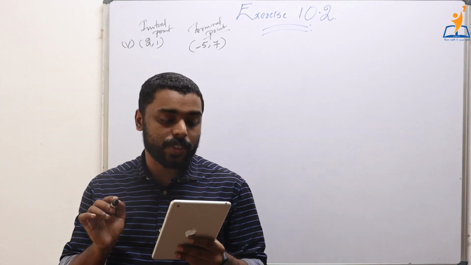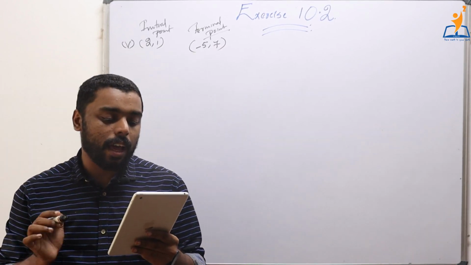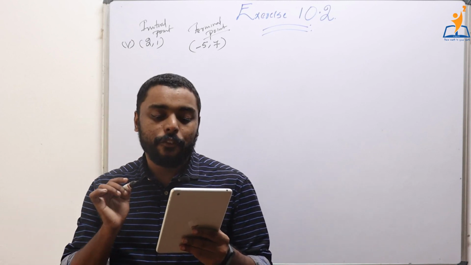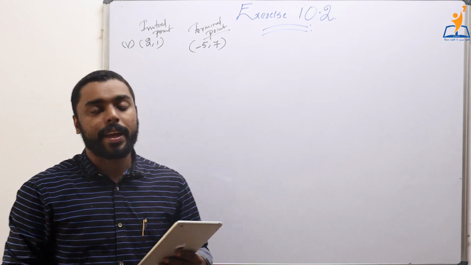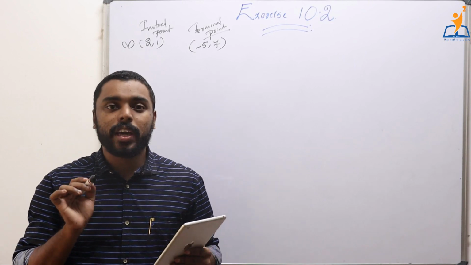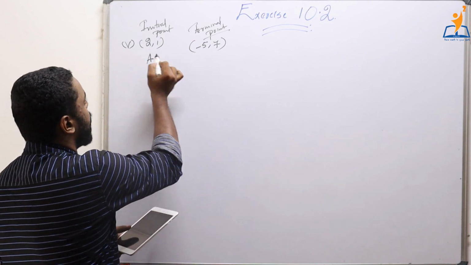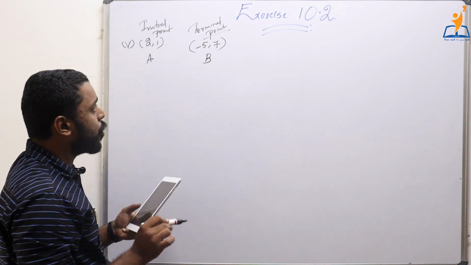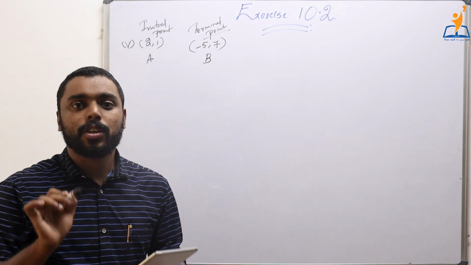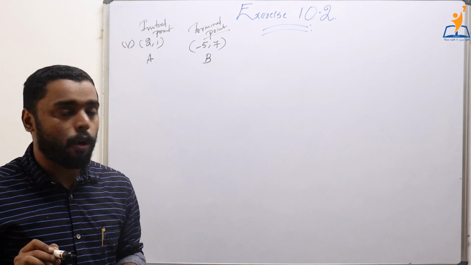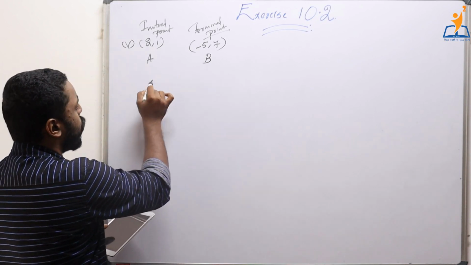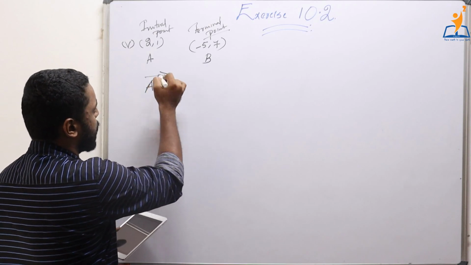The next question is question number 5. Find the scalar and vector components of the vector with initial point (2, 1) and terminal point (-5, 7). So we are provided with 2 points, say A and B. So we have to find the scalar and vector components. First of all, we can find the vector formula for these 2 points. For that, it is enough to evaluate the vector AB.